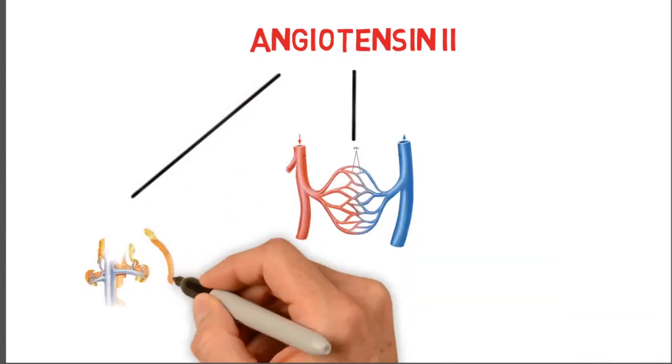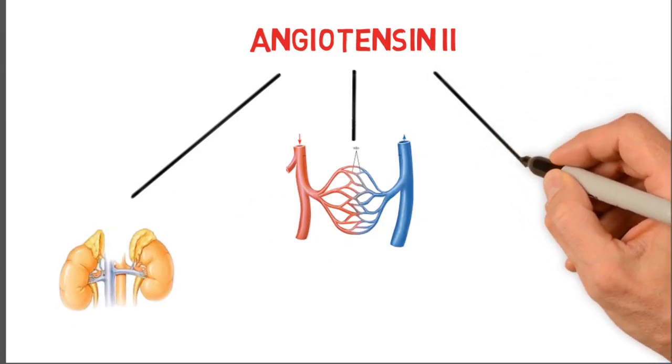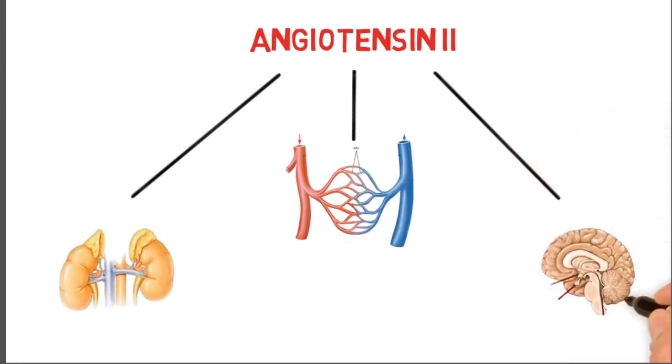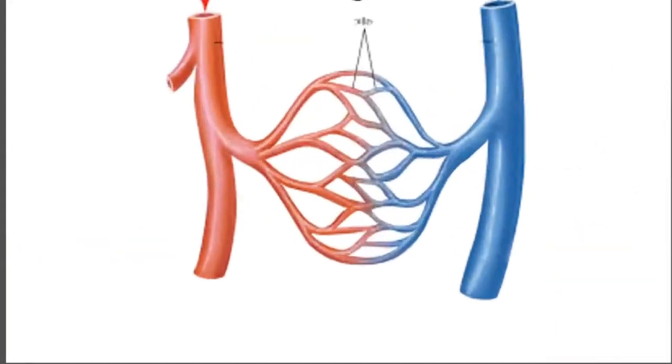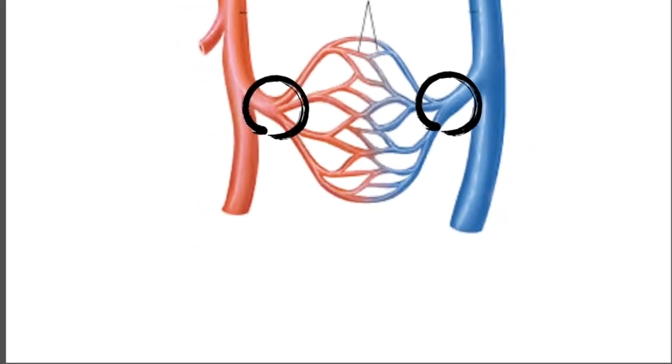So it has its specific receptors on the vascular system, on the adrenal glands, and in the central nervous system. So we'll discuss one by one. Angiotensin 2 possesses a vasoconstricting property. When angiotensin 2 binds to the receptors on arteries or veins, it tends to constrict both the arteriolar and venular smooth muscles.